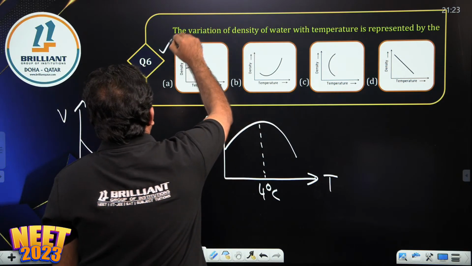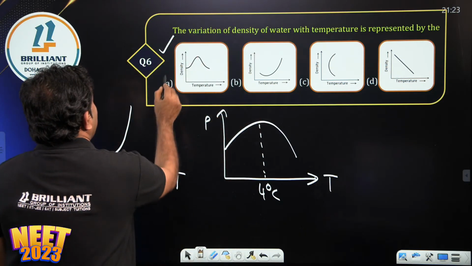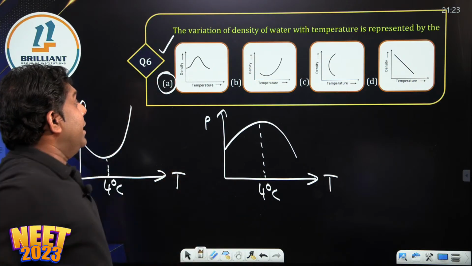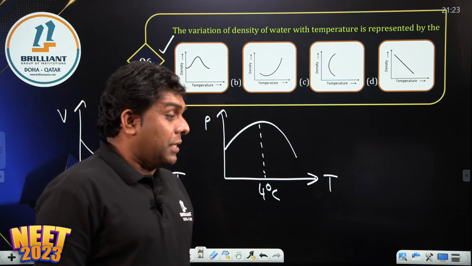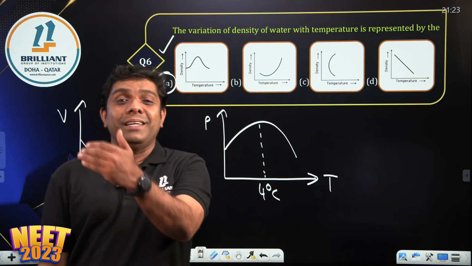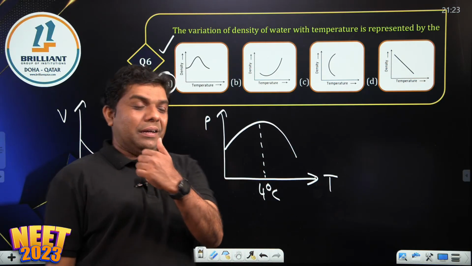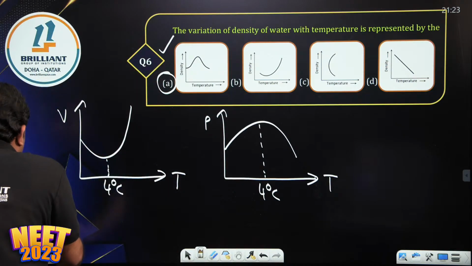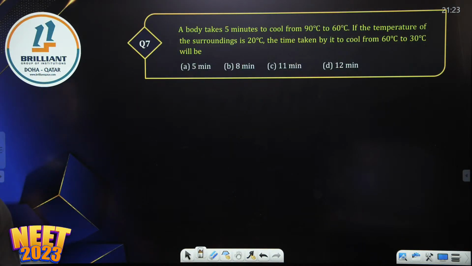So the right option is option A. Option A, the right one for the density variation with the temperature. Anomalous behavior of water is a very important point. So now the next one we are explaining, that is question 7.